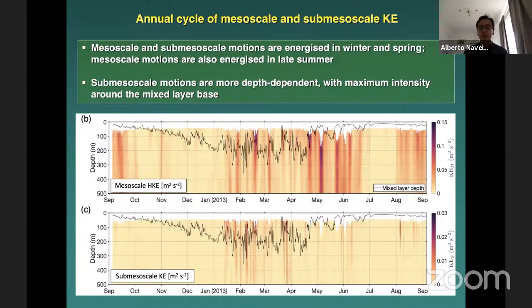And also you will notice that the vertical structure of both of these classes of kinetic energy is a bit different. Mesoscale is more vertically homogeneous. Submesoscale is more concentrated at the top of the water column. And this agrees with what one might expect from theory.